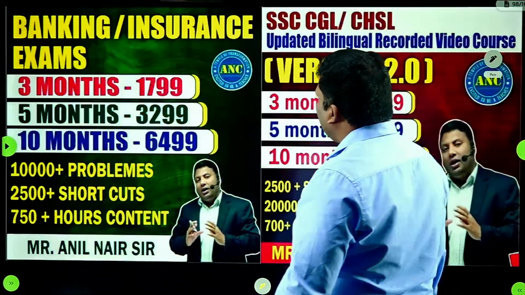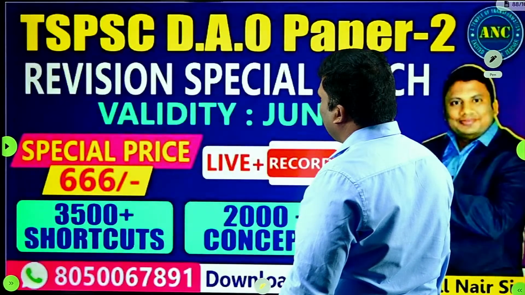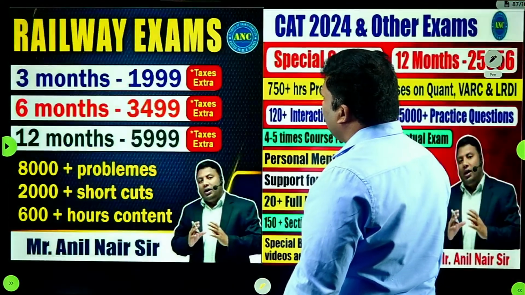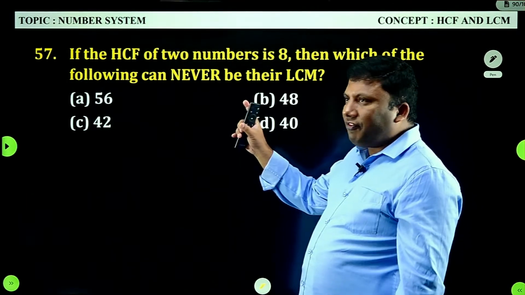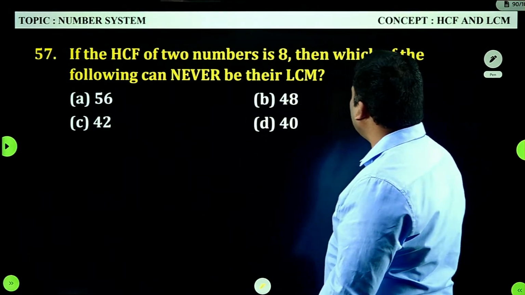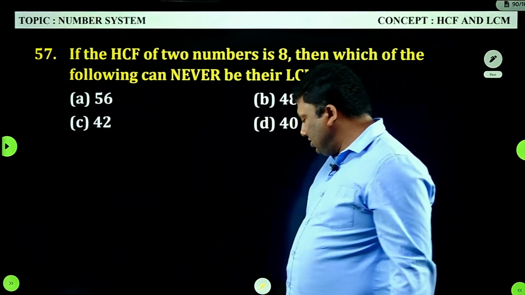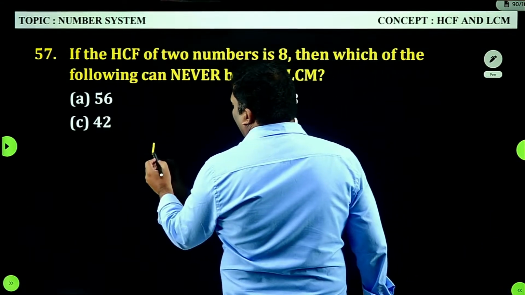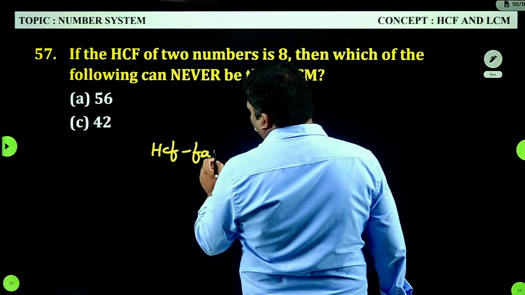Any LCM related problems still? Let us see if any LCM related problems are there. Now see this question, sir. HCF of two numbers is 8. Which of the following can never be their LCM? What is the concept? Already we discussed: HCF is a factor of LCM.